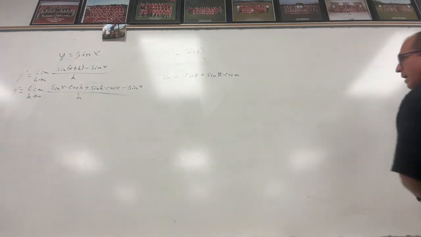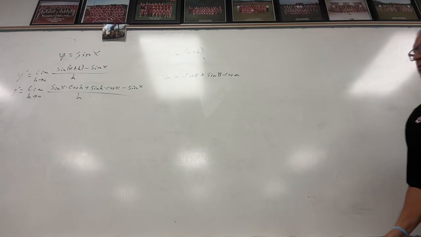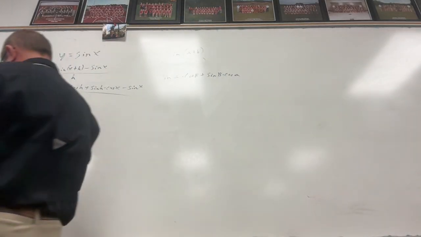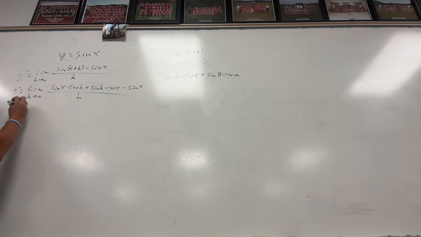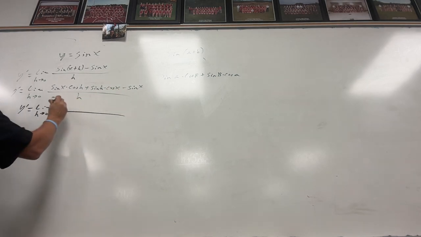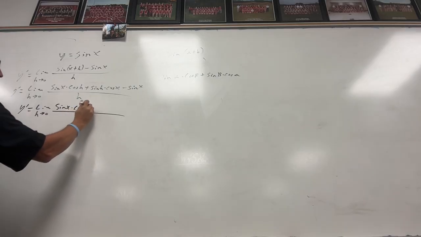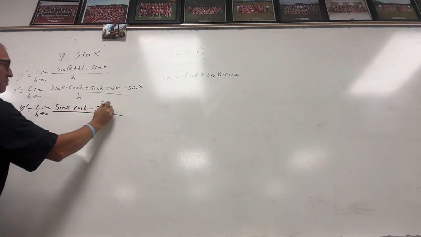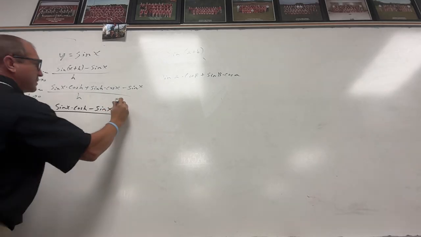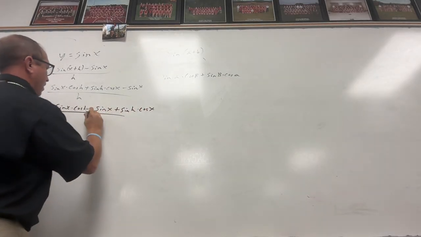Now, I'm going to do something I'm not asking that you would know to do, but I have worked this problem before, so I know to do this. I'm going to have that y prime equal the limit as h approaches 0 of, and I'm just going to reverse the order right here. So this is now going to be the sine of x times the cosine of h minus the sine of x plus the sine of h times the cosine of x all over h.